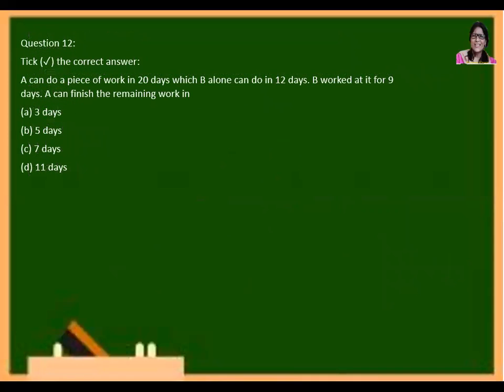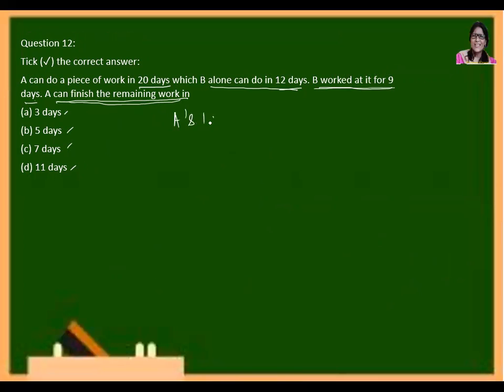Question number 12. A can do a piece of work in 20 days. B alone can do it in 12 days. B worked at it for 9 days. A can finish the remaining work in how many days? A does in 20 days. B does in 12 days. B worked for 9 days. After that, A completed the work. So it finished the remaining work in how many days? 3 days, 5 days, 7 days, 11 days.